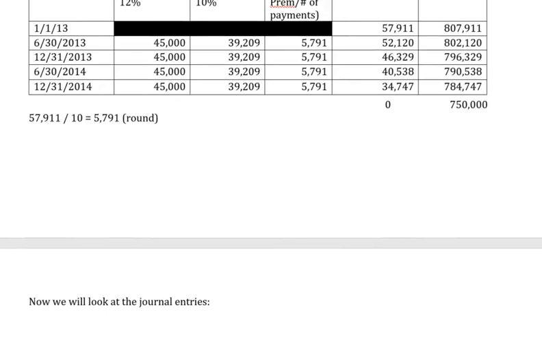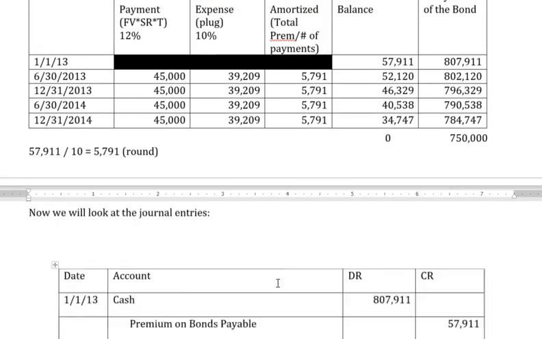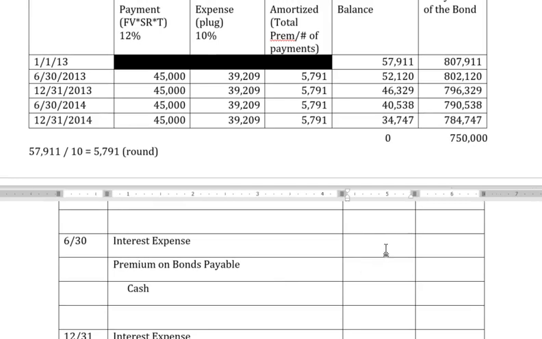Now here we would have a little bit of difference because notice our amortization is going to be different. So let's split our screen again. Under the straight line, our interest expense this time would be $39,209. Our bond premium amortization would be $5,791, and then our cash should be $45,000.